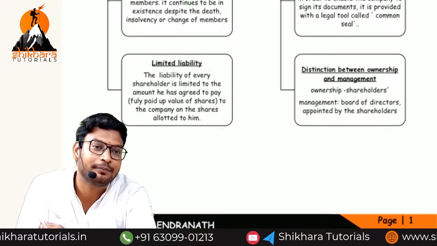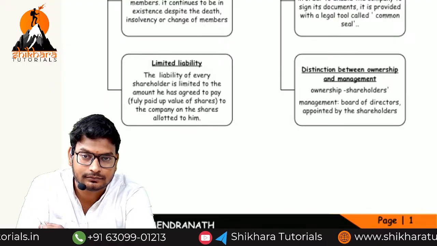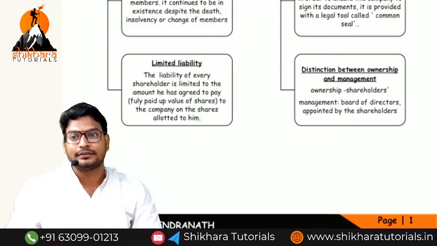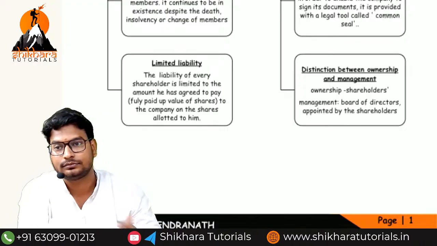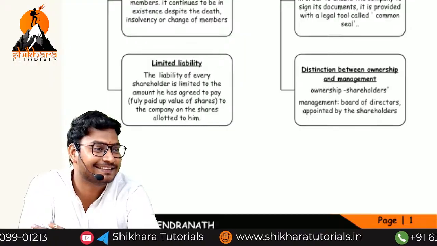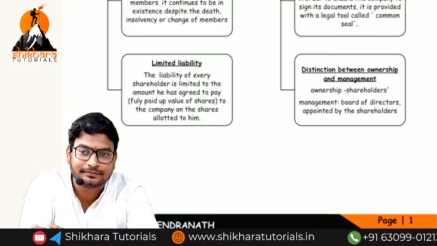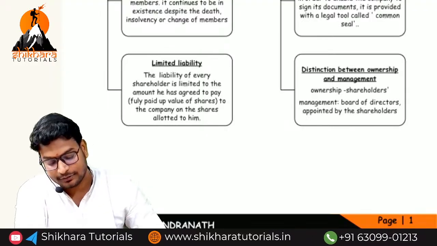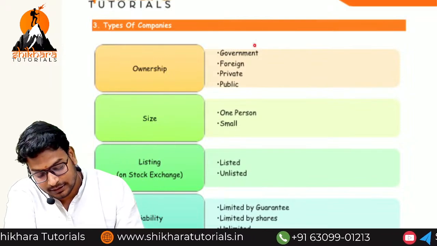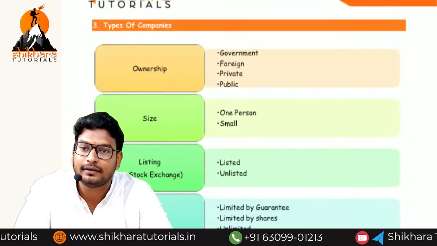What is the meaning of public company? Are you getting my point? What is the meaning of public company? It can issue shares. A private company cannot issue the shares. So based on the ownership, we have a total of 4 categories of companies. First one is called what? Government company, foreign company. If you remove those, what are the main 2 companies? Private company and the public company.